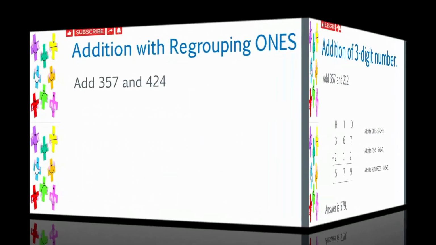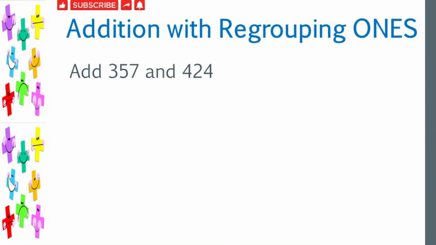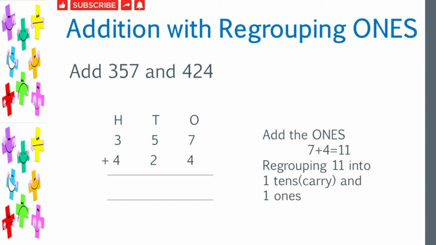Now let's learn the addition with regrouping ones place. Here the example to regroup ones place is add 357 and 424. So first write the numbers in the column form. Now we will start adding the digits at ones place. 7 plus 4 equal to 11.